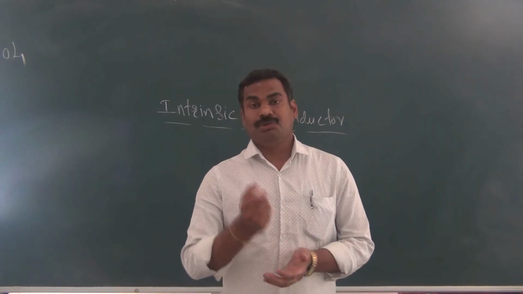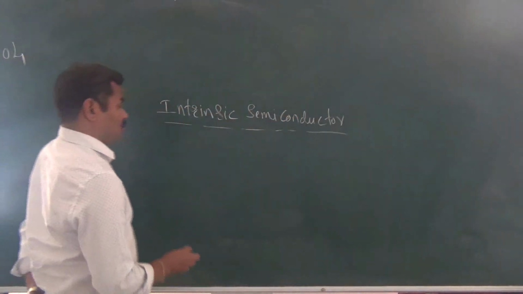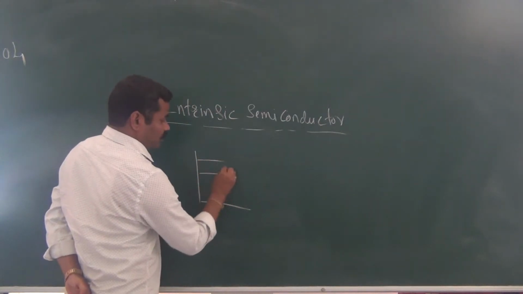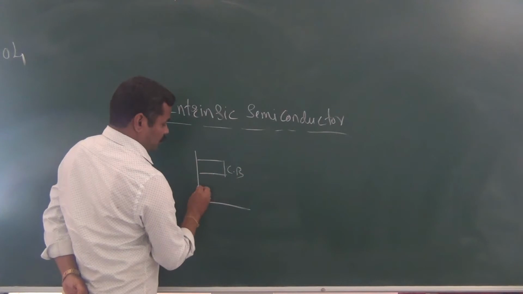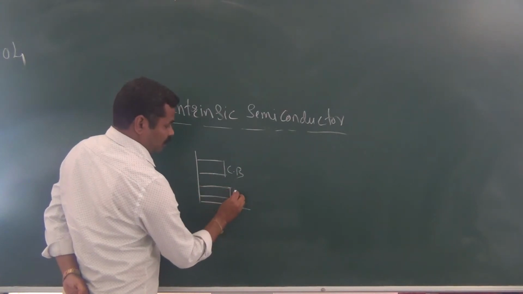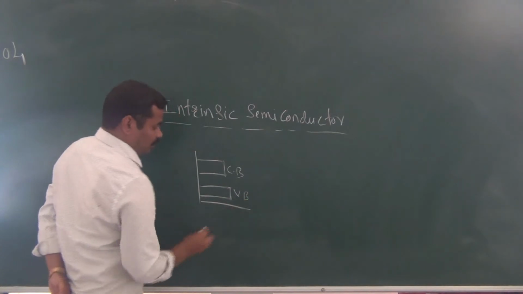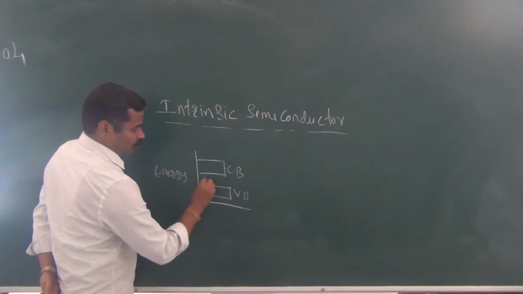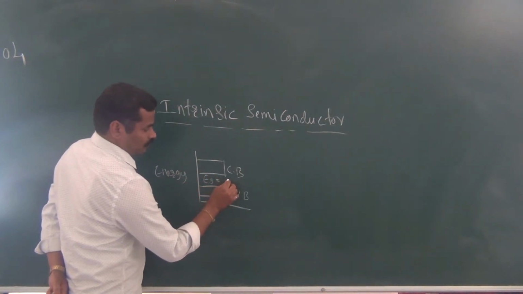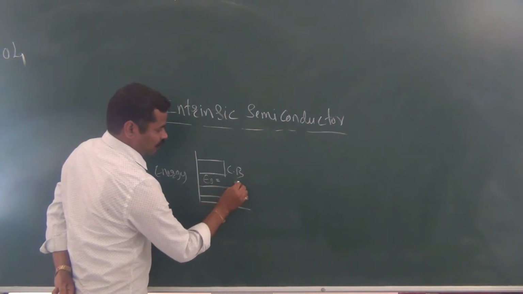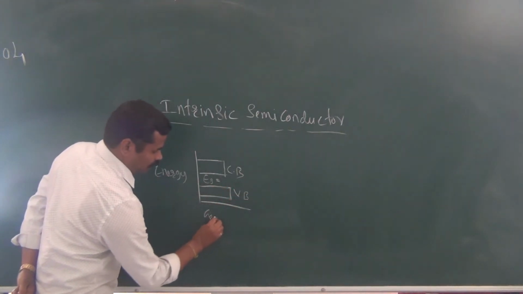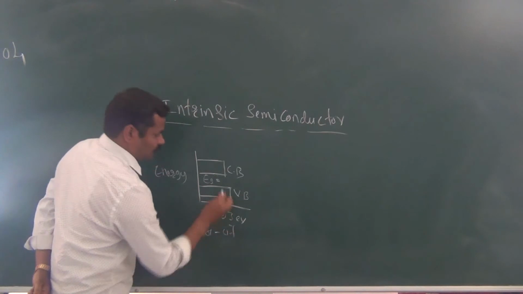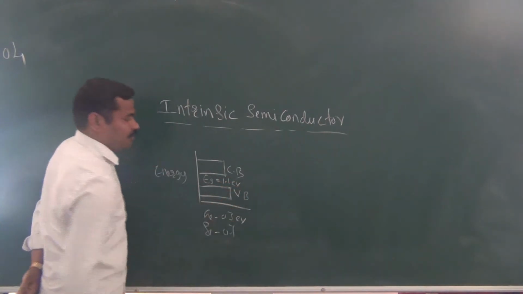Why? Because, as you saw in the last class, according to the energy band diagram, this is the valence band, the conduction band, and here is the energy gap Eg. The important thing we know about Eg: for germanium it is 0.3 electron volt, and for silicon it is 0.7 electron volt, or in general 1.1 electron volt for semiconductors.